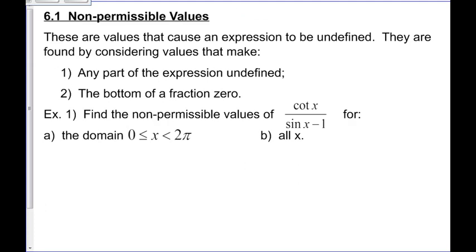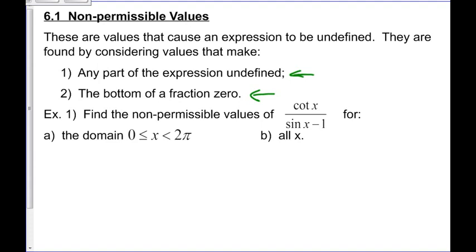So the first idea is non-permissible values. Numbers that can't go into an expression because they make the expression undefined. So all you need to do is consider any values that make any part of the expression undefined, or that make the bottom of a fraction 0, which in turn would make the whole expression undefined.